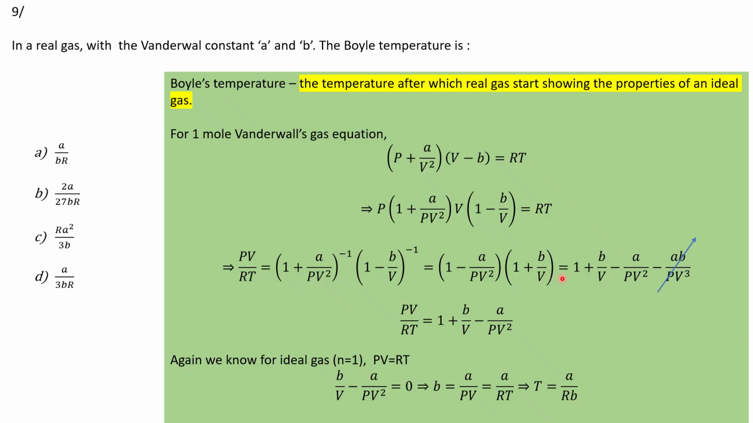So by solving this we can neglect this term, ab/PV³, because it is very small, and later we will get PV/RT = 1 + b/V − a/PV².